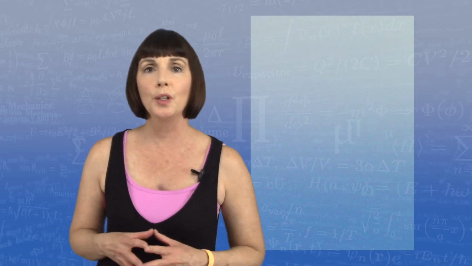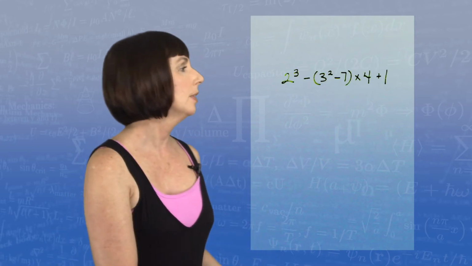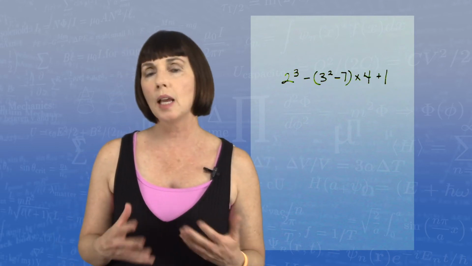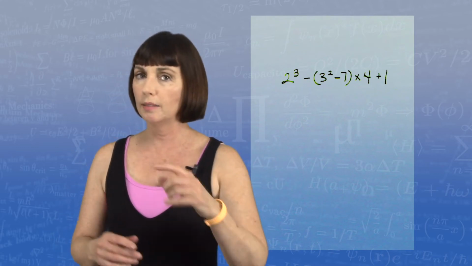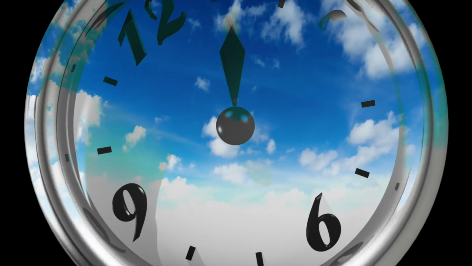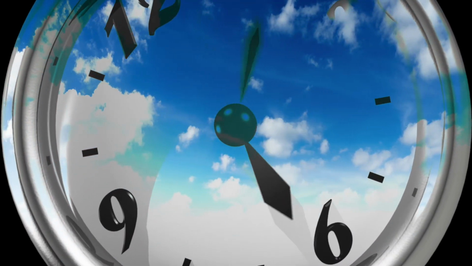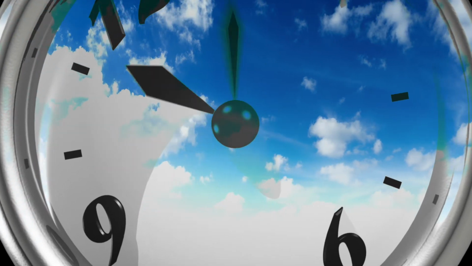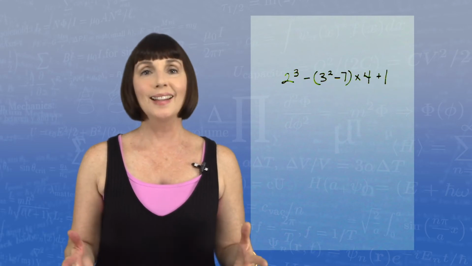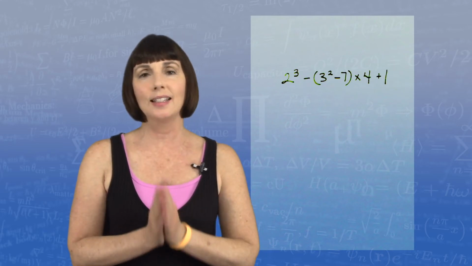Okay, here's another one for you to try. We have 2 cubed minus the quantity 3 squared minus 7, times 4 plus 1. All right, give it a try. Let's see how it goes. Okay, let's take a look at the solution and see how you did.